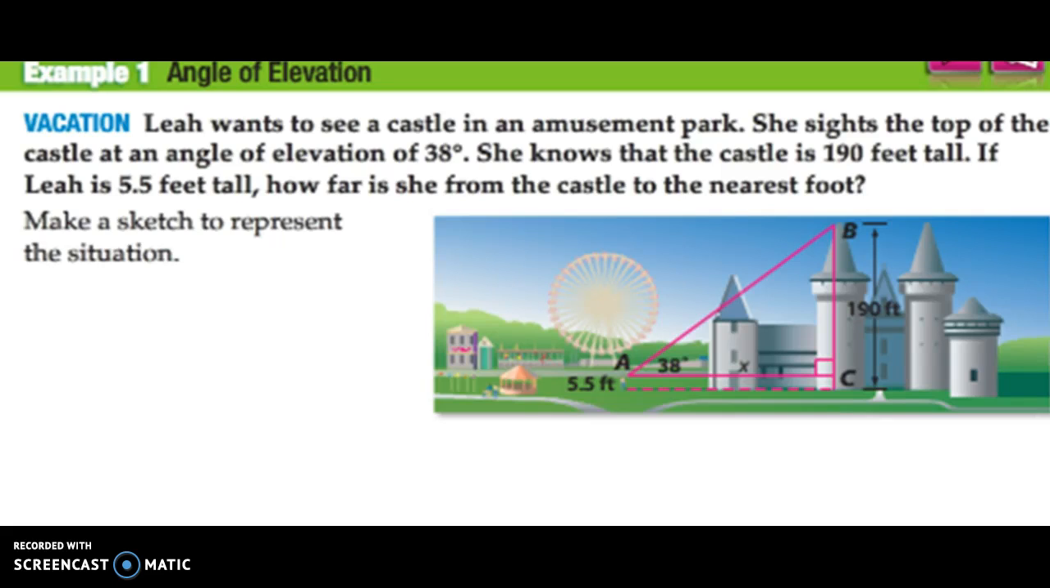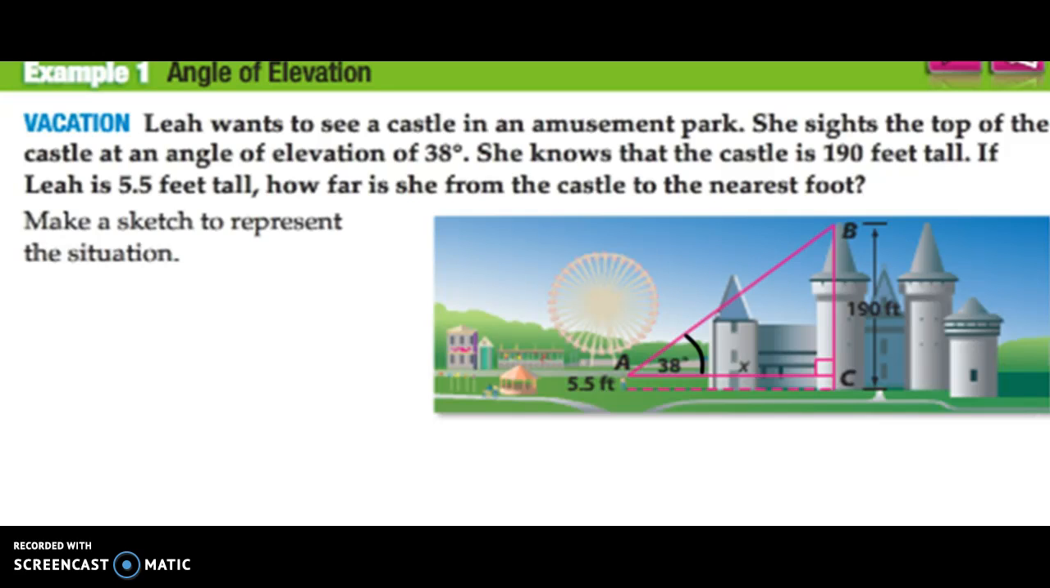So, first one, example one. Leah wants to see a castle in an amusement park. She sights the top of the castle at an angle of elevation of 38 degrees. So here's the picture, 38 degrees. She knows that the castle is 190 feet tall. If Leah is 5.5 feet tall, how far is she from the castle to the nearest foot?